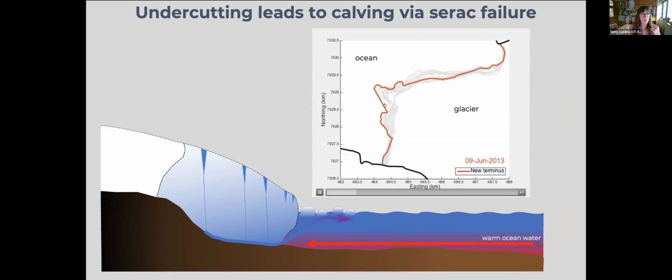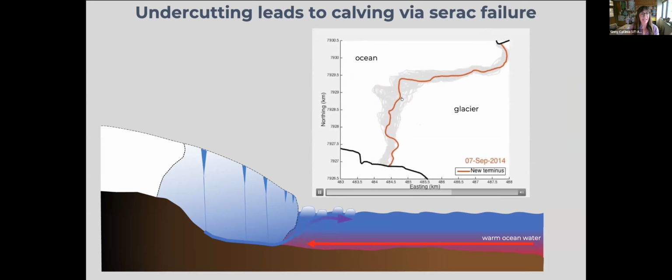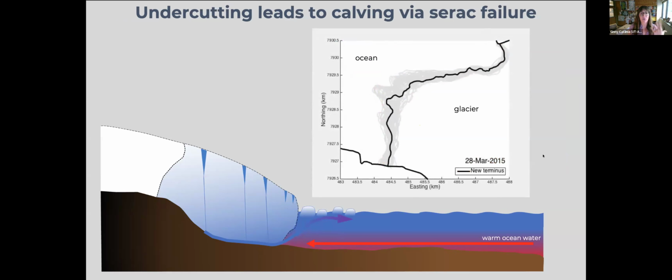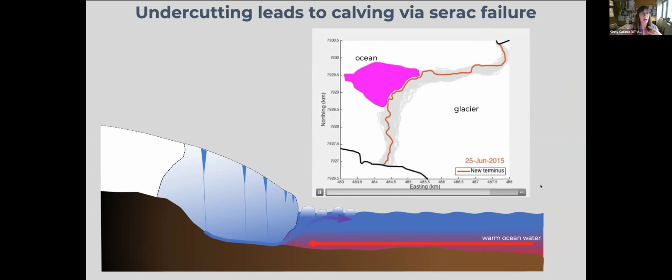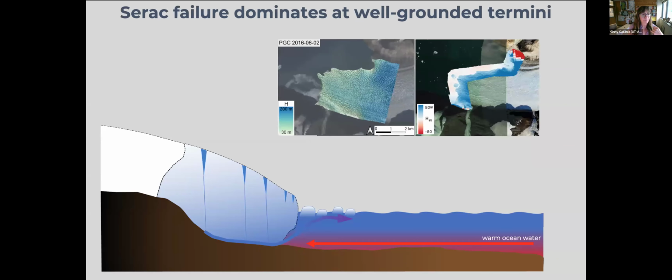And this is just a simple time series showing in orange is the summertimes, and the plumes are visible as pink splotches. And you can see that when the plumes emerge in the summertime, that's where we have enhanced calving occurring. And so that's the serac failure related to this undercutting because this terminus becomes less stable.